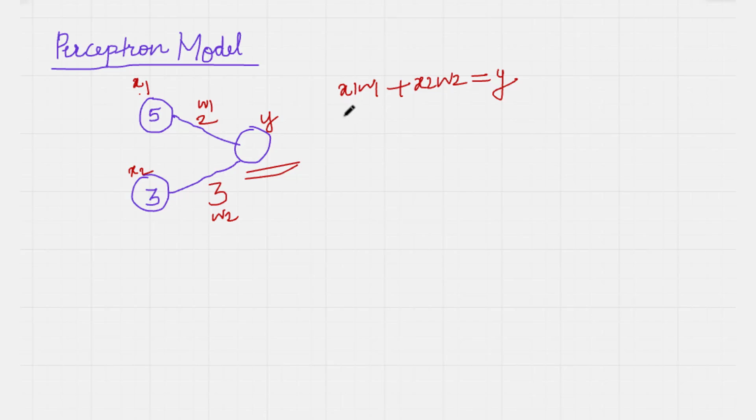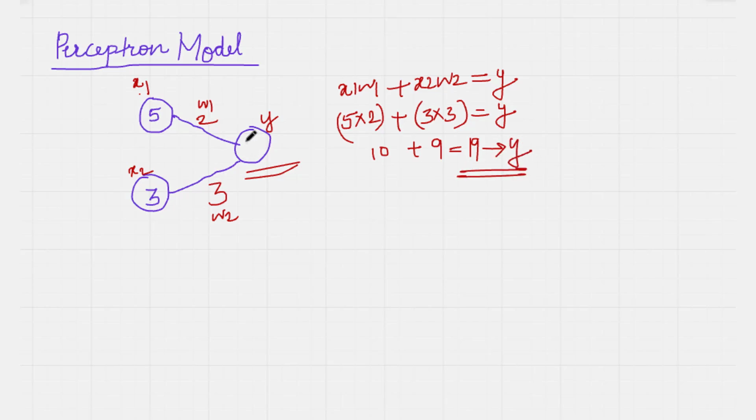So now here x1 is 5 into w1 which is 2, correct? Plus x2 which is 3 into w2 which is again 3. So what will this be? 10 plus 9. That is nothing but 19. So this is your y. Now we have a value of y which is 19. Boom, that's the value passed to the next node.